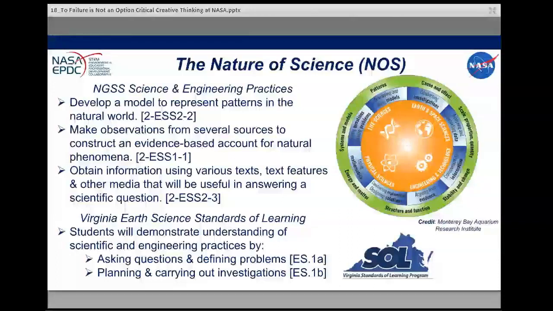So a lot of the questions were definition type questions, or in some cases analyze charts, but it wasn't really those problem solving, those critical thinking skills that are at the heart of the scientific method and the engineering design process.